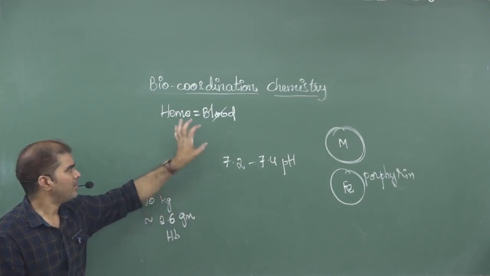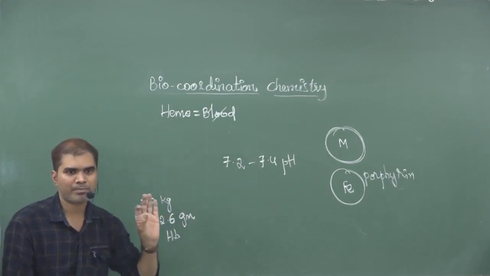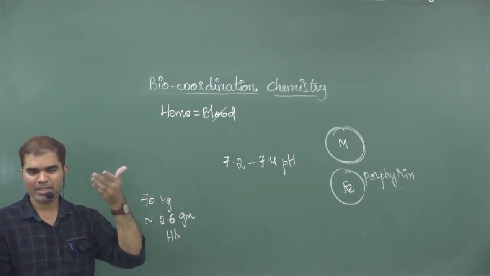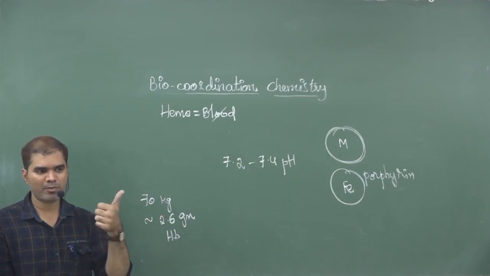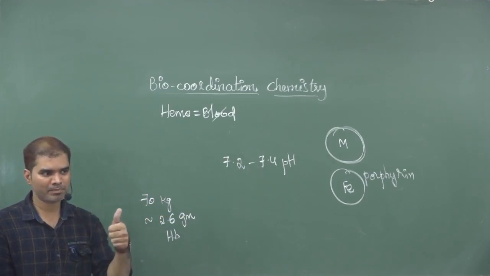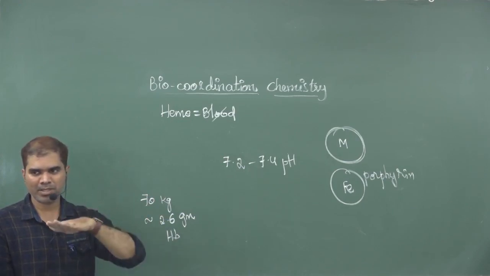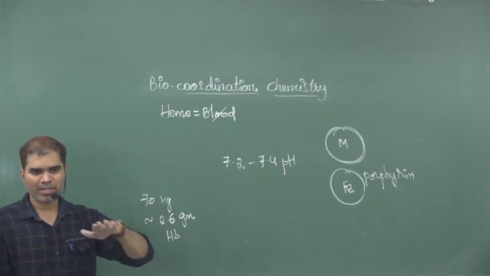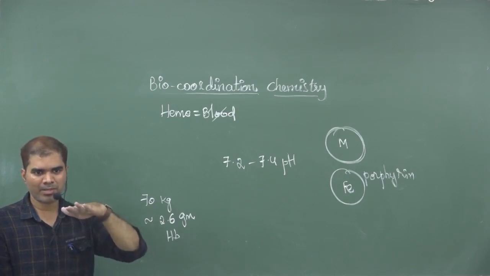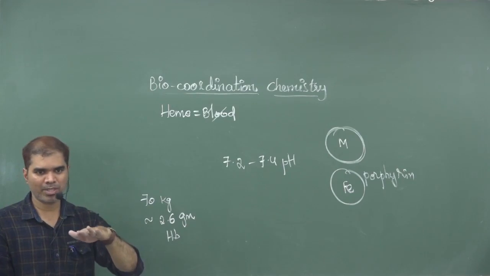Okay, so this is about hemoglobin. Now just 2 more minutes. This hemoglobin, as I told you, first of all it will act as a deoxy form. Deoxy form means oxygen is not present. So once oxygen comes, it will go and bind with the oxygen. We call it oxy hemoglobin.